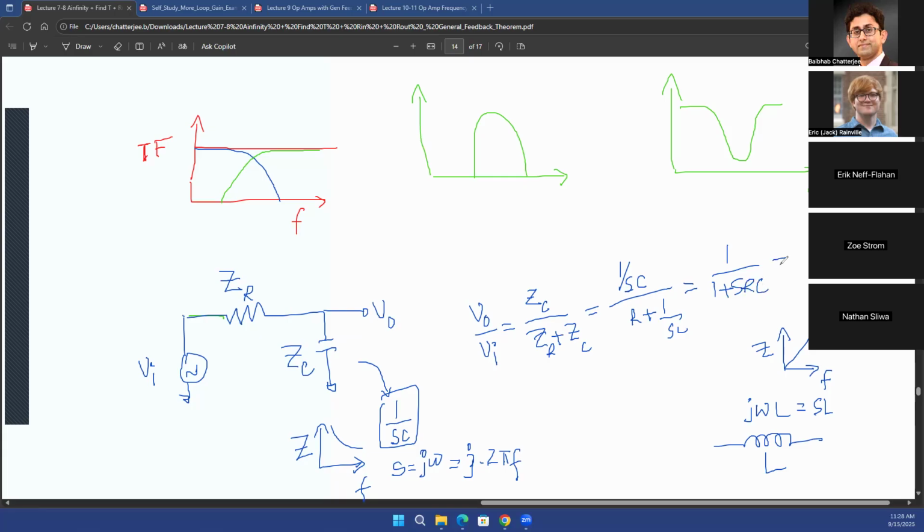If you want to represent in terms of j omega, you know S is equal to j omega. In the Laplace domain, you call it S, but that's just j times omega. So 1 over 1 plus j omega RC.